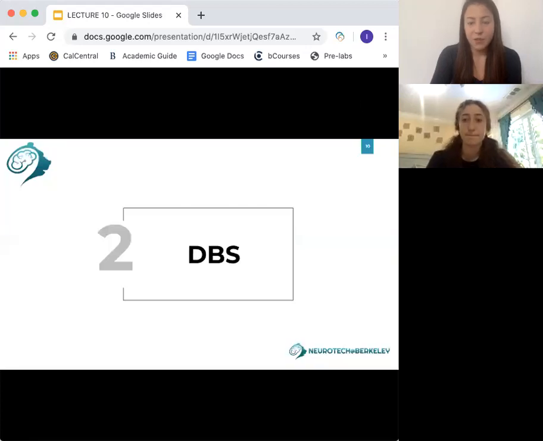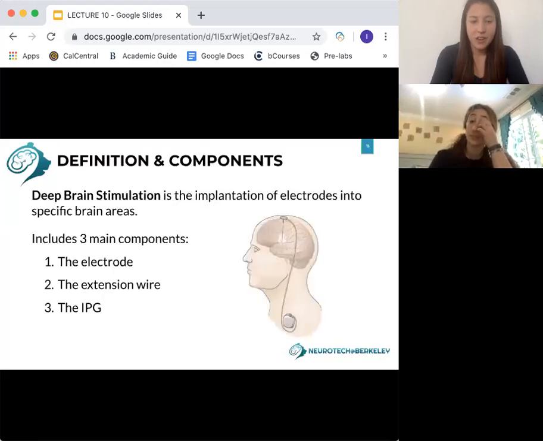All right, so the first technique we're going to go into is deep brain stimulation. And on a basic level, there's three different components. There's the electrode, the extension wire, and the IPG. So the electrode is a thin insulated wire inserted through a small opening in the skull, and it's implanted into a specific area in the brain.